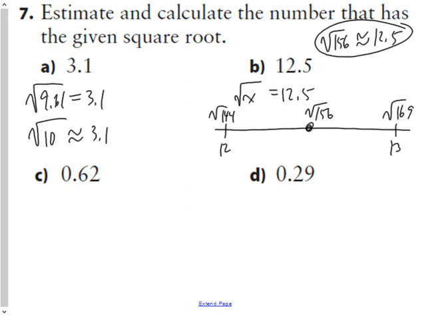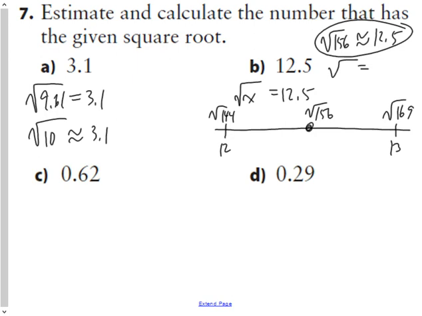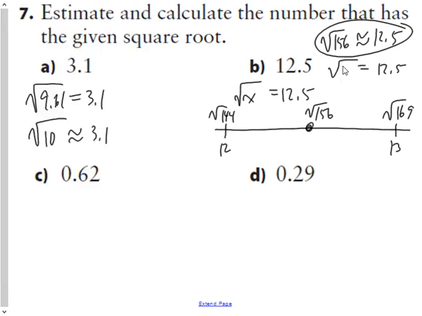But then I take my calculator and I could do one of two things. What is the actual answer? So the square root of what number is exactly 12.5? I could take 12.5, multiply it by itself, and the actual answer is 156.25. So my answer was pretty close. I said based on the number line alone, the square root of 156 was it, but it was 156.25.